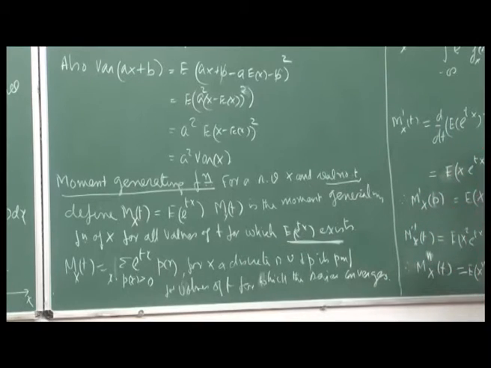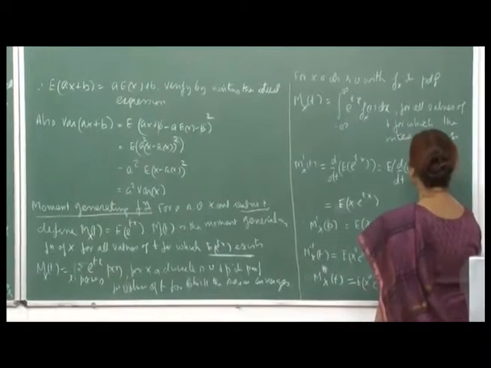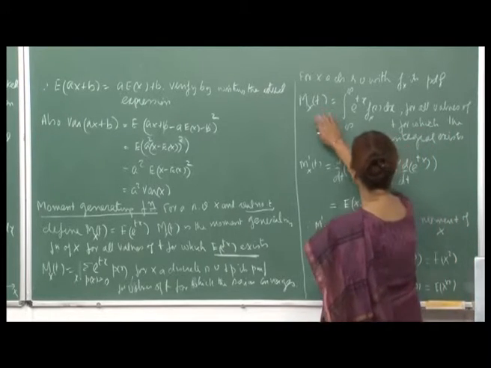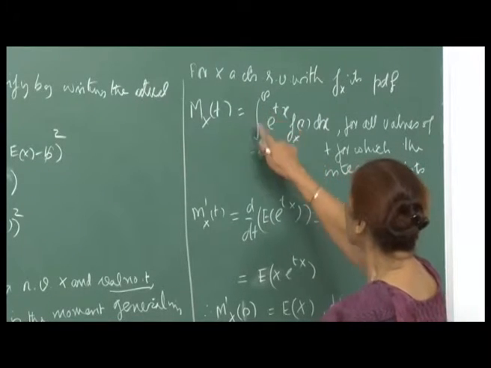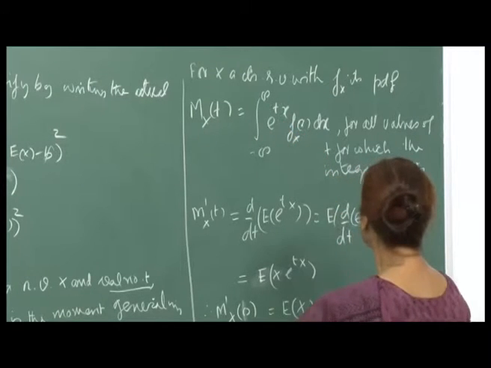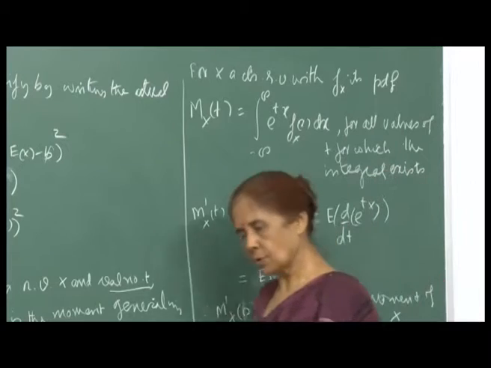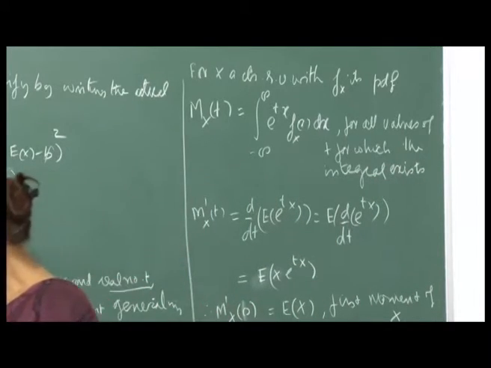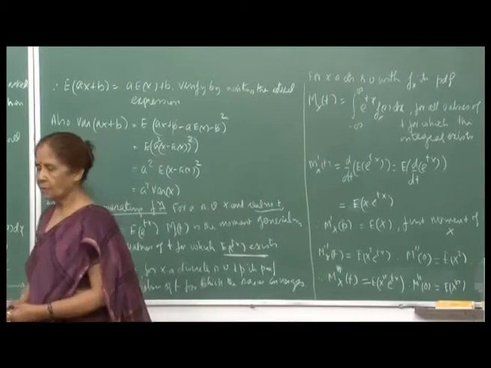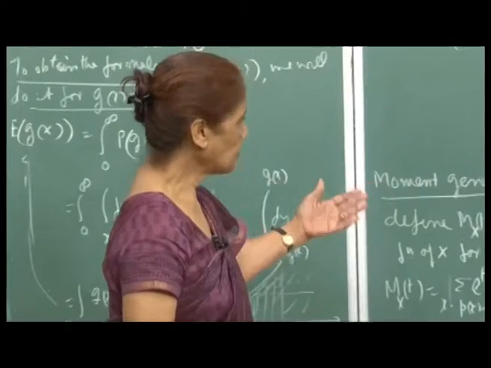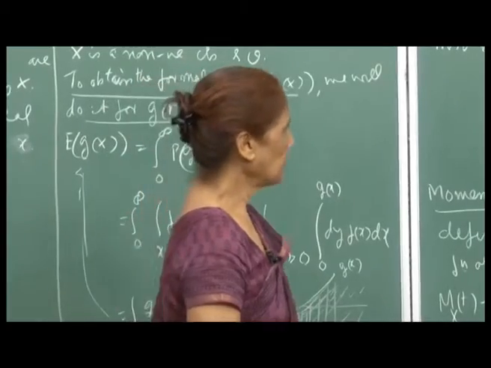Okay. Then for X a continuous random variable with f(x) as its PDF, M_X(t) will be the integral from minus infinity to infinity of e raised to tx f(x) dx, for all values of t for which the integral exists. So, the same thing: the moment generating function is defined only for those values of t for which the corresponding expectation exists.